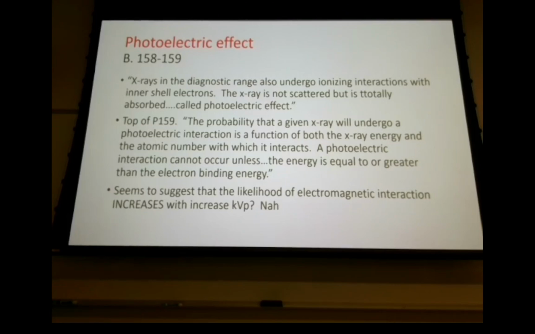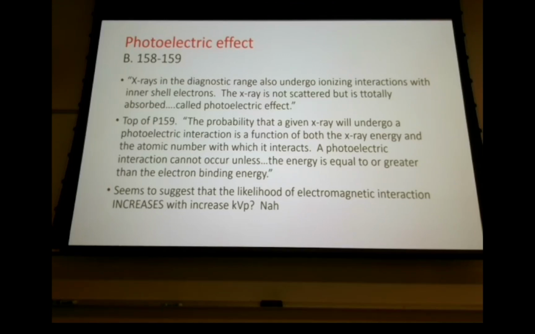So in photoelectric effect, X-rays in the diagnostic range undergo ionizing interactions with the inner shell. So this photoelectric is inner shell, and outer shell is your Compton. The X-ray is not scattered, but is totally absorbed, and that's called your photoelectric effect. So then you flip over to the top of page 159: the probability that a given X-ray will undergo photoelectric interaction is a function of both the X-ray energy and the atomic number with which it interacts. Photoelectric interaction cannot occur unless the energy is equal to or greater than the electron binding energy.